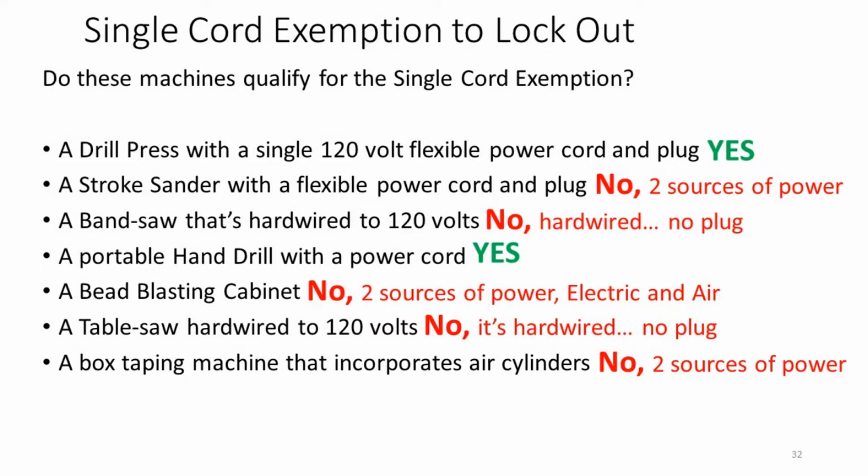A bead blasting cabinet does not qualify since it has two sources of power, electric and air. A table saw that's hardwired may only have one source of power, but it's hardwired. Does not qualify for the exception. Must be locked out. A box taping machine that incorporates air cylinders and electricity does not qualify. That has two sources of hazardous energy.